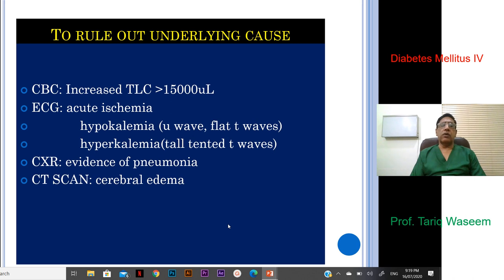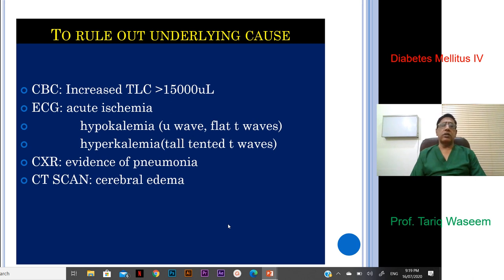ECG might be required to look for any possible acute ischemia, but more importantly, ECG gives us information about hypokalemia or hyperkalemia through T wave changes in the form of U waves and flat T waves in hypokalemia and tall tented T waves in case of hyperkalemia. Chest X-ray may help us to look for any presence of pneumonia or consolidation, particularly in elderly patients who may have respiratory tract infection as their source of infection and precipitating factor for diabetic ketoacidosis.